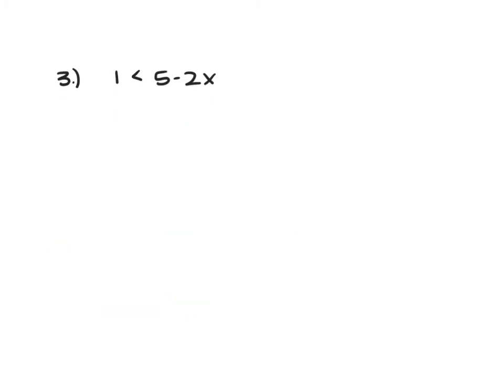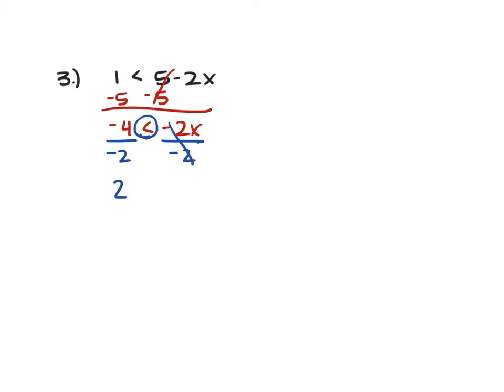For example 3, we have 1 is less than 5 minus 2x. For this one, I'm going to move that 5 over first by subtracting it from each side. I get negative 4 is less than negative 2x. And then I just divide each side by that negative 2. Remember, when you're dividing by a negative, that inequality sign flips. So negative 4 divided by negative 2 gives us a positive 2. We flip the sign, is greater than, and we have x left over.